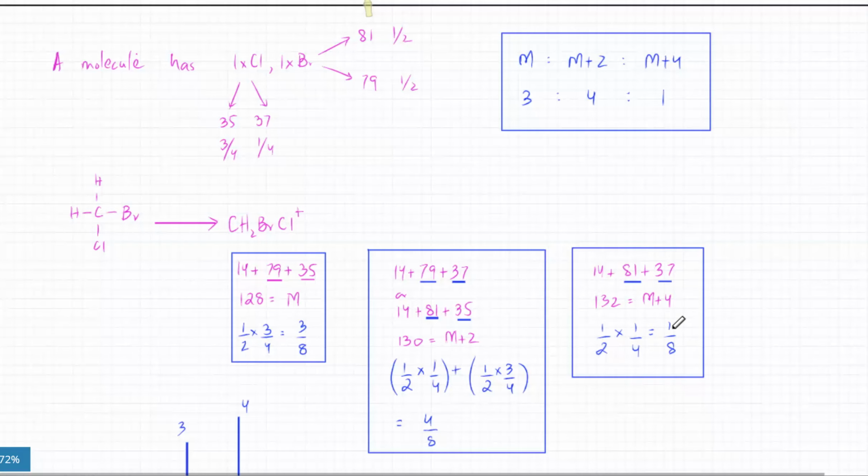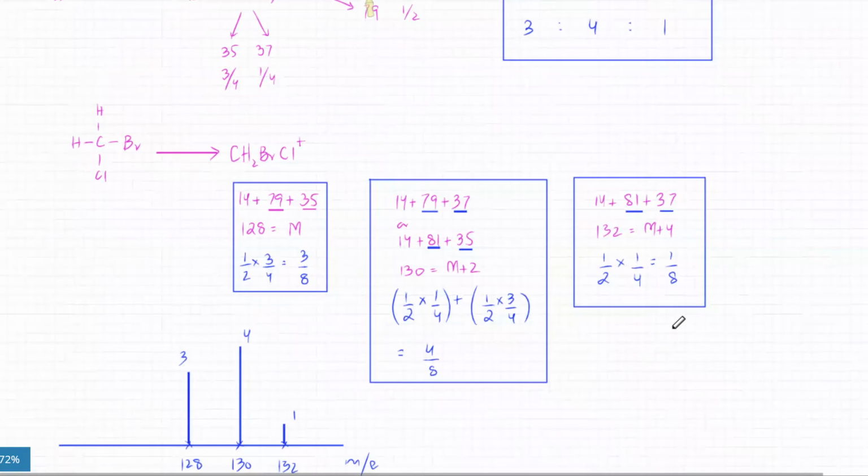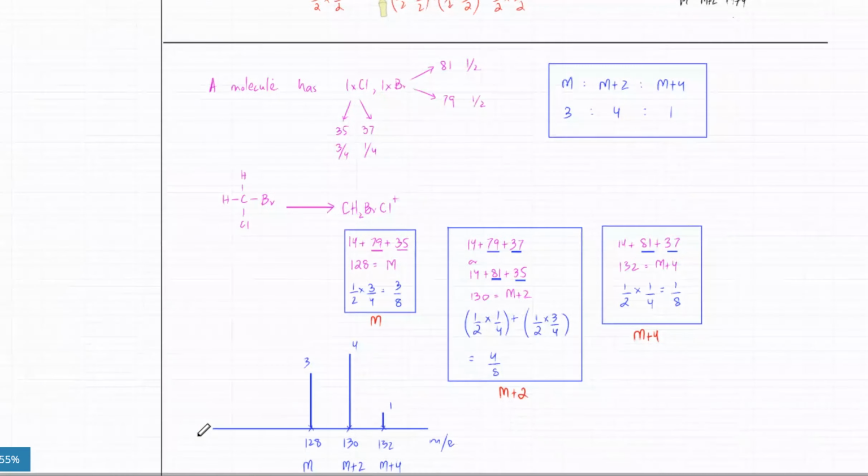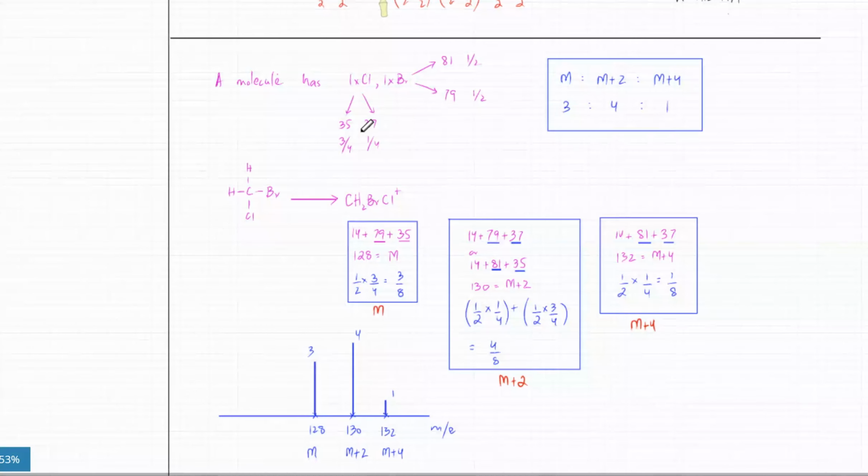So I'll be having three different masses again. I'll be having an M peak, a slightly heavier peak, and an M+4 peak. And the ratio of the heights would be 3:4:1. So the relative abundance, if the molecule has one chlorine and one bromine, the molecular ion peaks would look like this, and they would be in the ratio of 3:4:1. Is that clear?